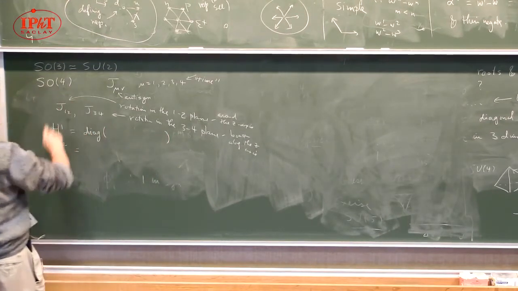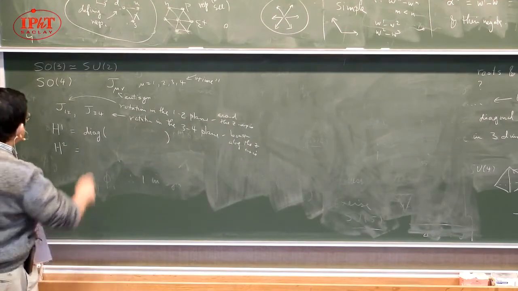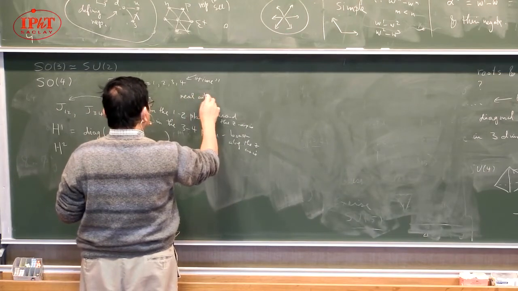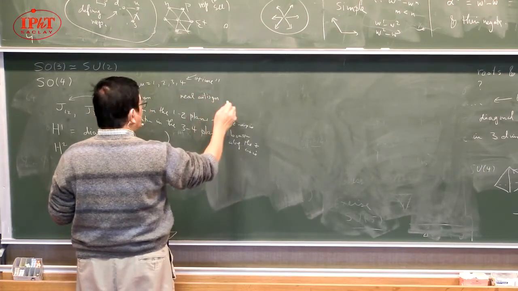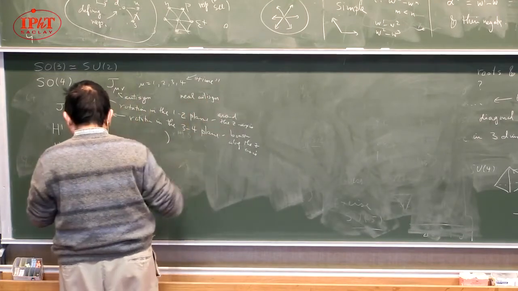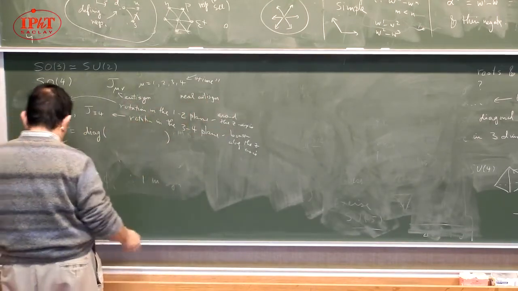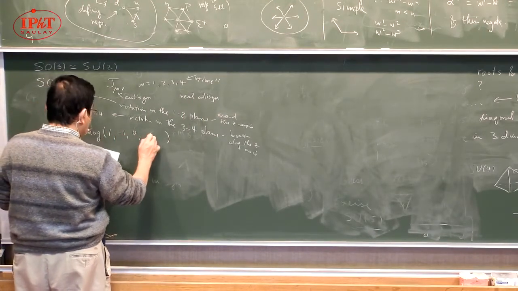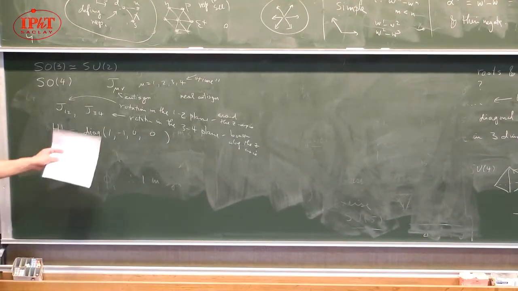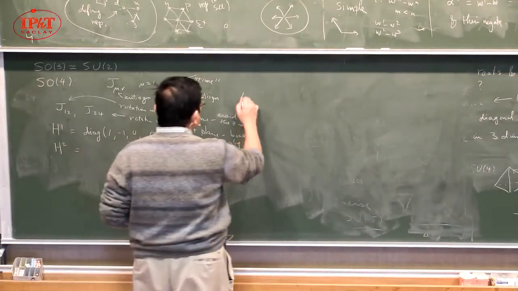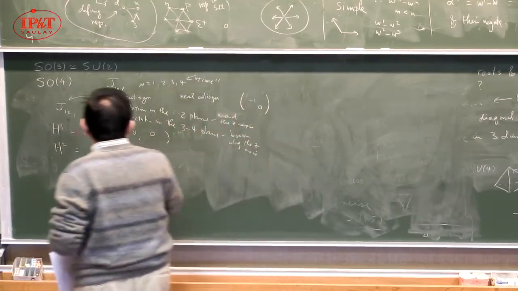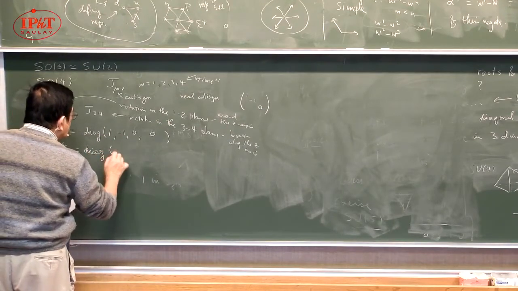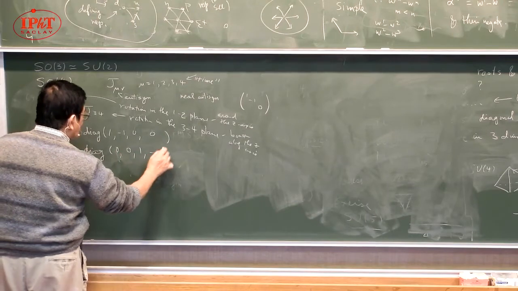So you write down 4 by 4 real anti-symmetric matrices. The generators, of course, are real anti-symmetric matrices, with an i. Well, I'm not going to worry about the i, but the rotation matrices. So H1 is just 1, minus 1, 0, 0. The usual rotation matrix around the z-axis would be 1, minus 1, 0 in 3 by 3. But we are in 4 dimensions, so it's 1, minus 1, 0, 0. And the other one is obviously 0, 0, 1, minus 1.